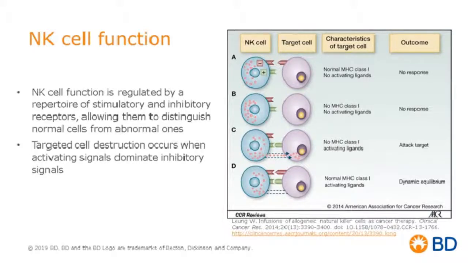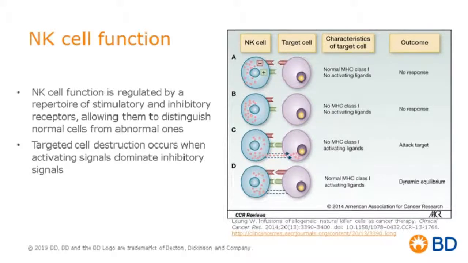You can see that in a scenario where NK cells that express both inhibitory and stimulatory receptors interact with a target cell, in this case in scenario A, the target cell does express MHC class 1. The inhibitory receptors bind to MHC class 1 molecules, and that allows recognition of self cells and normal cells. So in the presence of an inhibitory receptor binding to a normal MHC class 1, the NK cells are not activated, they don't trigger killing of the target cell.